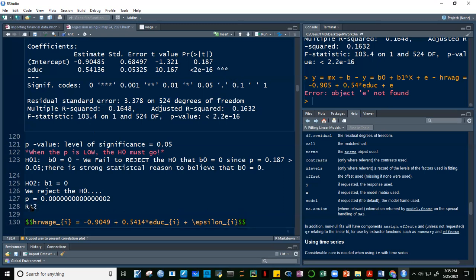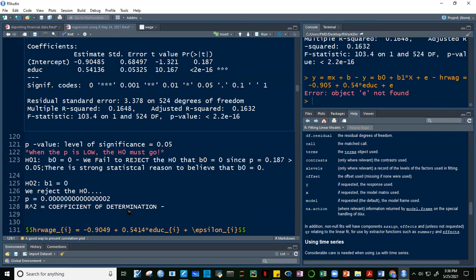So napapansin nyo guys, dalawang klaseng R squared natin, ano? The ordinary R squared at saka the adjusted R squared. I'll explain kung ano yung kaibahan nila, no? So your R squared, guys, is also called your coefficient of determination. Yan tawag niya, no? Coefficient of determination. And what does that do?